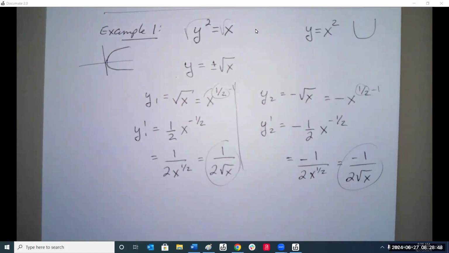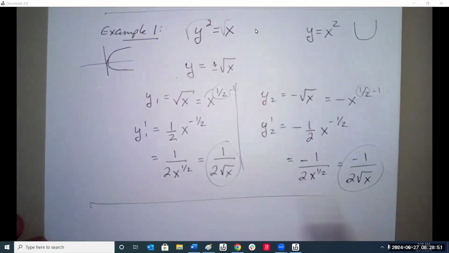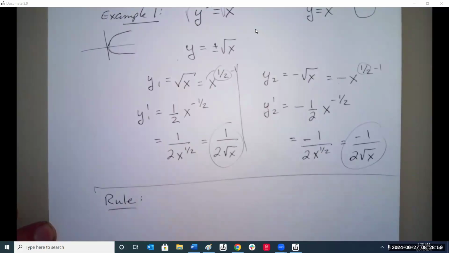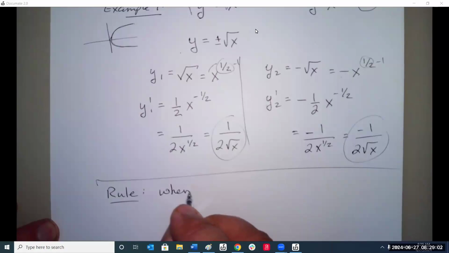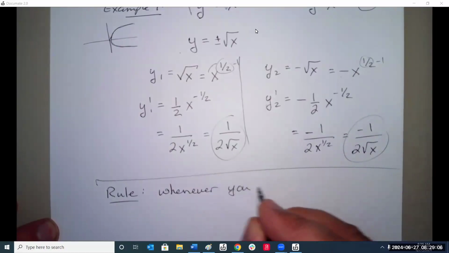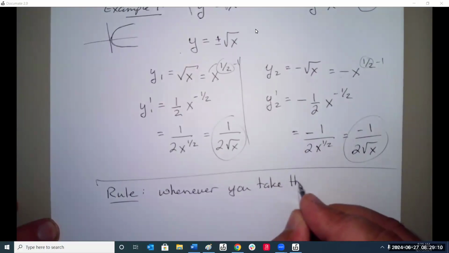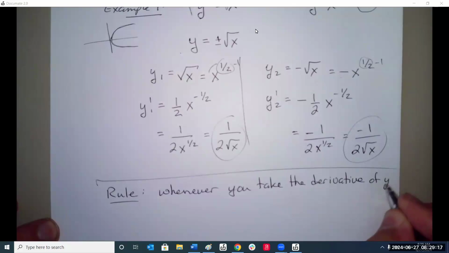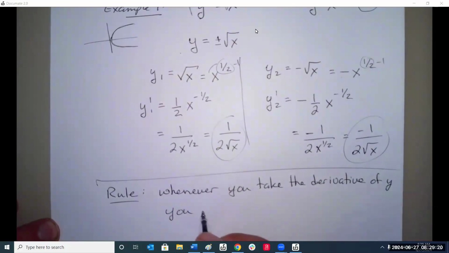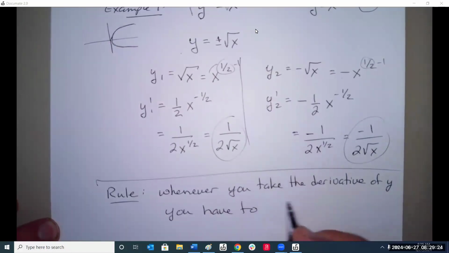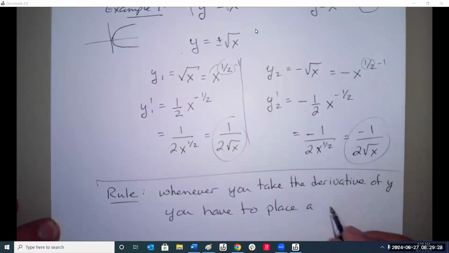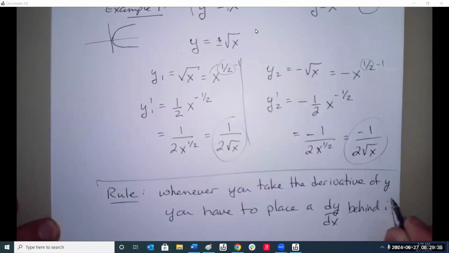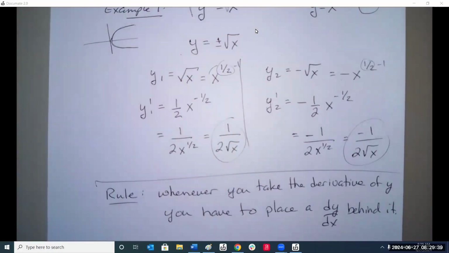We can do it faster. We can do it cleaner if we use implicit differentiation, where the only rule that we have to follow, the new rule, is that whenever you take the derivative of y, you have to place a dy/dx behind it. That is the only thing that we have to remember to do.